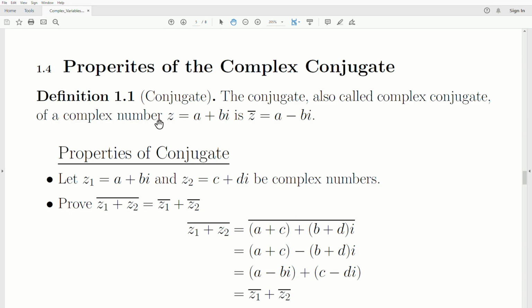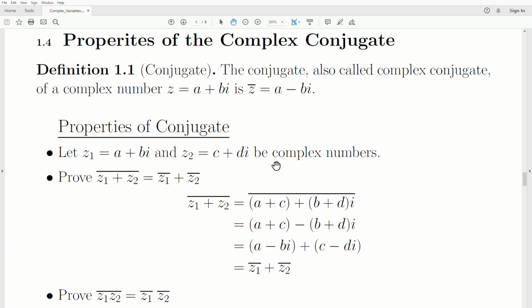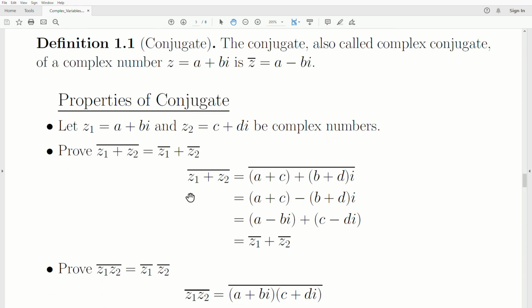in the complex plane. As a reminder, the conjugate, also called the complex conjugate of a complex number z, which is a plus bi. The conjugate denotes, has the bar above the z is equal to a minus bi. Let's look at some properties, and then what follows, we're going to let z1 and z2 be generically these complex numbers, a plus bi and c plus di.